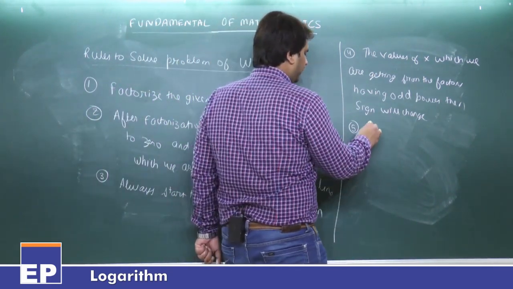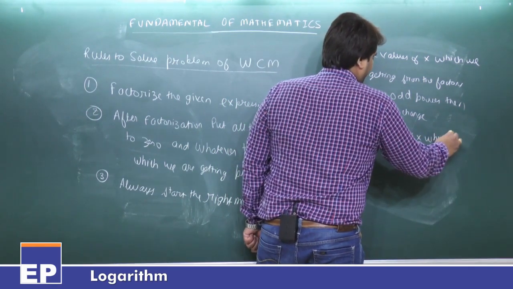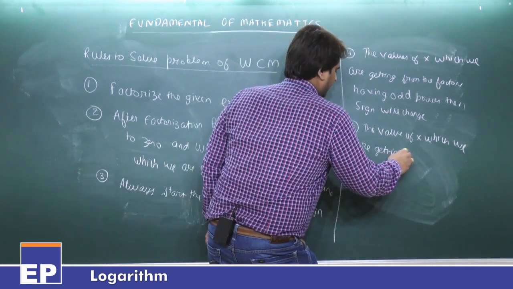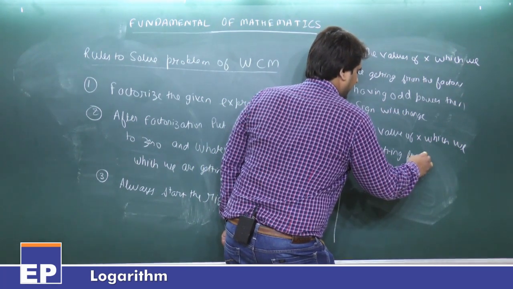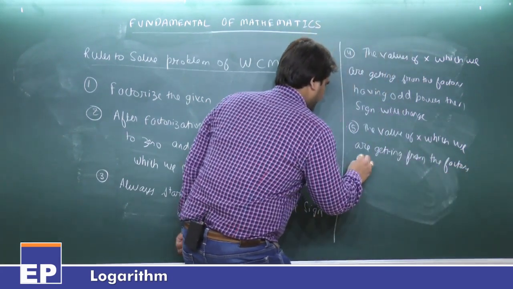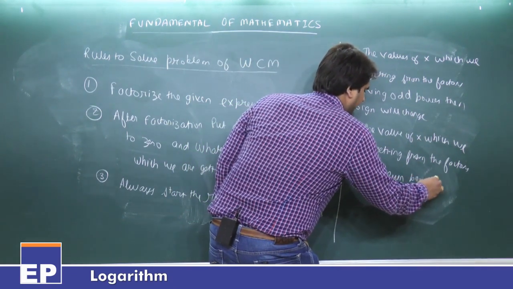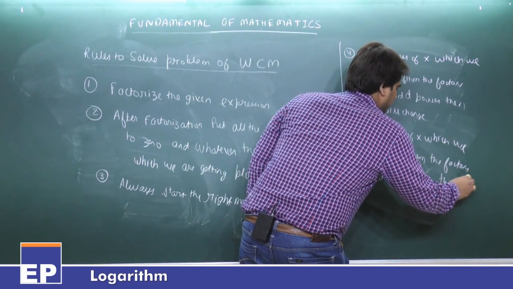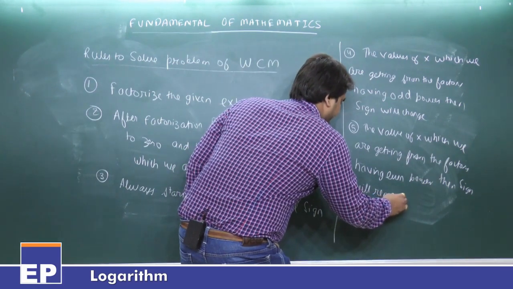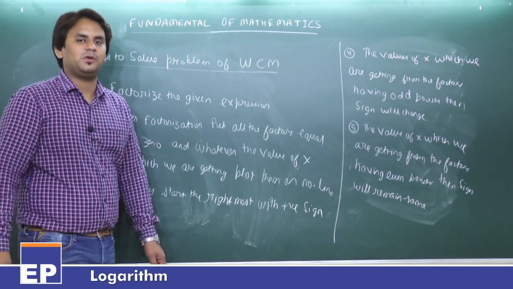Next point is the value of x which we are getting from the factors having even power, then sign will remain same. So these are the 5 important points that you have to remember before solving the problem of Wavy-Curve method.